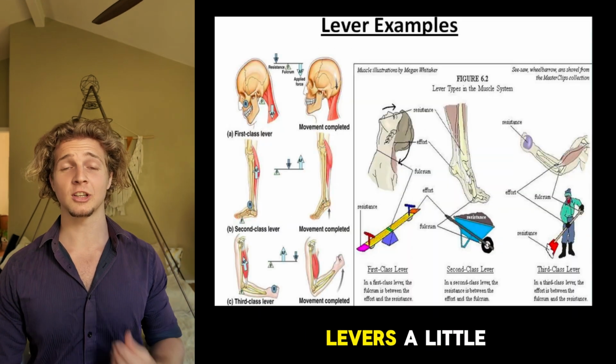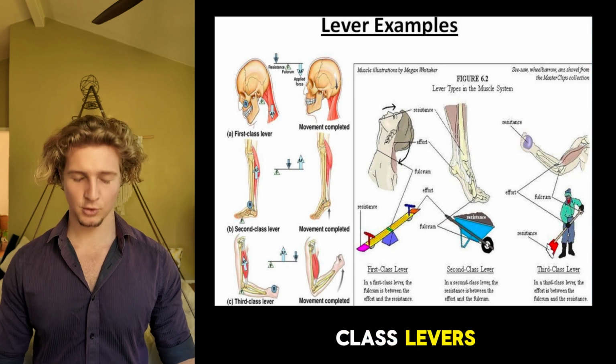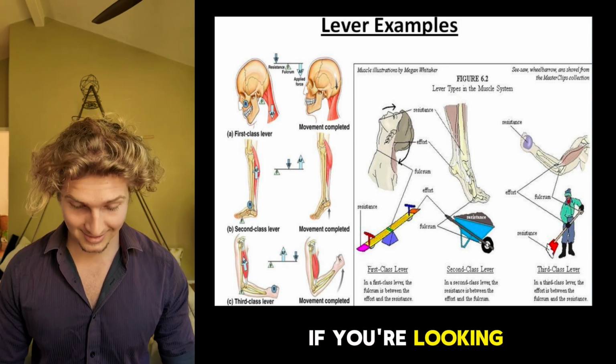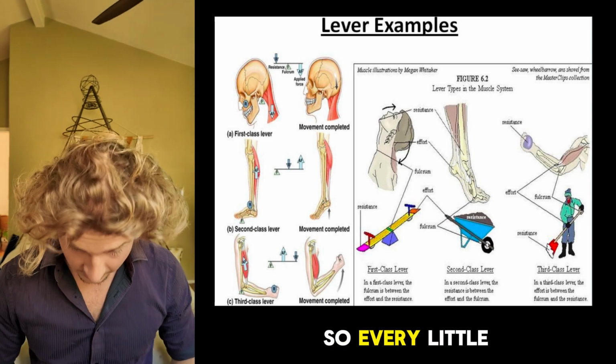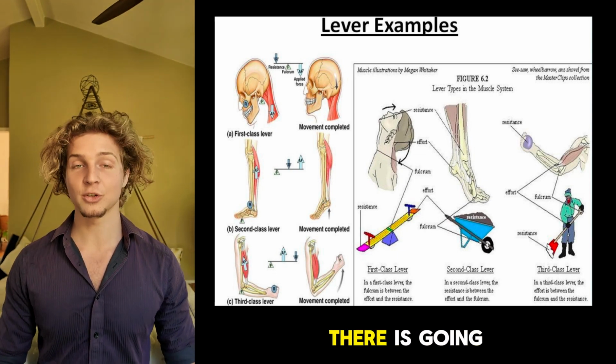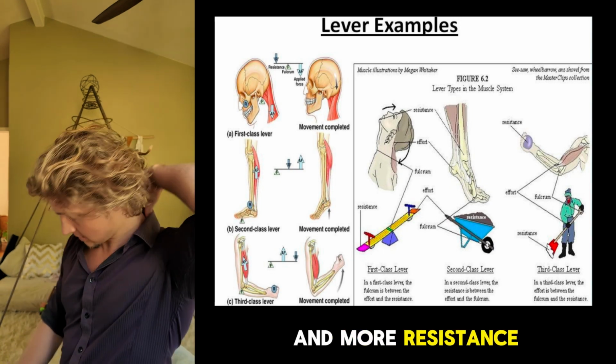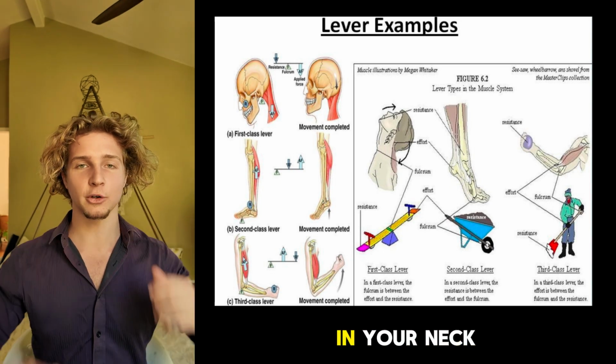We mentioned levers a little while ago. We've got first class levers, which is like your head. If you're looking down, the fulcrum's here, the resistance is here. So every little bit that you look down more, there's going to be more and more resistance on the muscles below that fulcrum in your neck.